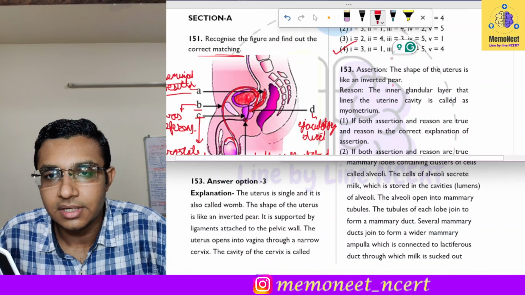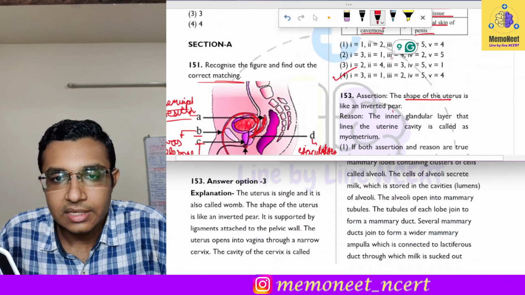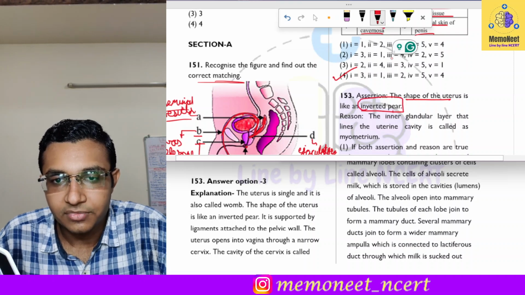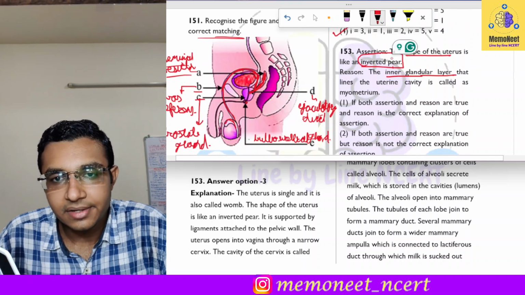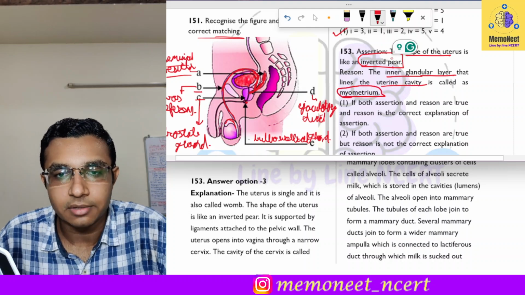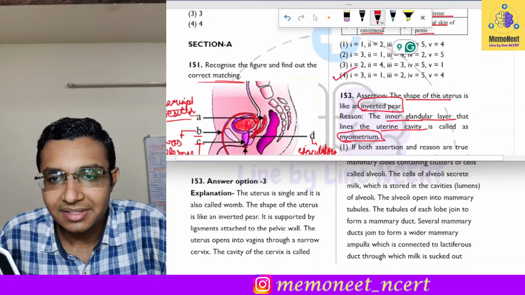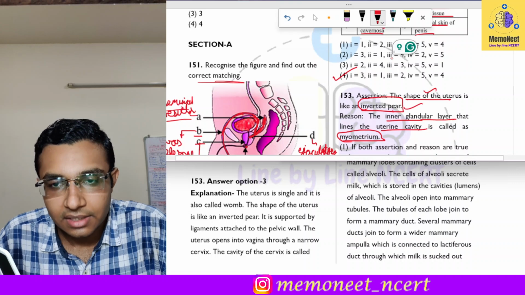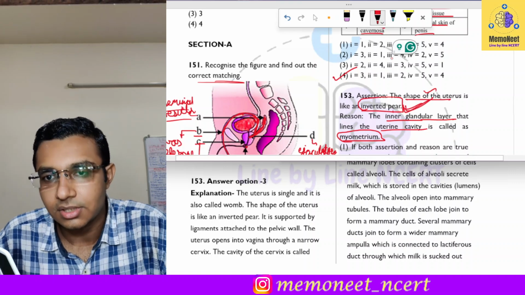So let us read the assertion first. The assertion given is that the shape of uterus is like an inverted pear. Okay, and the reason given here for that is the inner glandular layer that lines the uterine cavity is called the myometrium. Okay, now let us check the assertion first. The assertion is stating that the shape of uterus is like an inverted pear. So is this assertion correct? Yes, this assertion is absolutely correct.